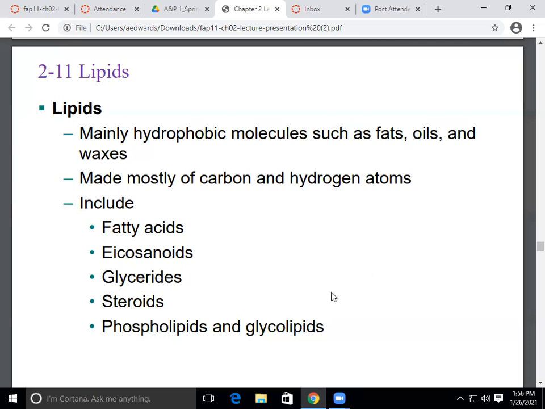So types of lipids, you have fatty acids, eicosanoids, glycerides, steroids, phospholipids, and glycolipids. And again, don't write all this down because I just pulled this straight from the chapter, right? So I want to make sure you're mainly listening for the big points, okay?